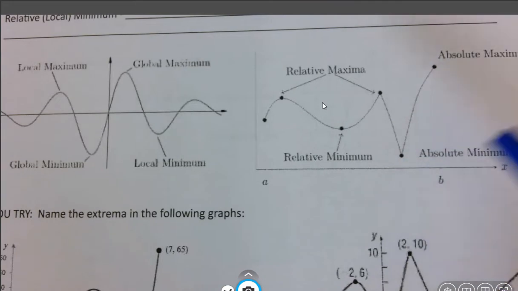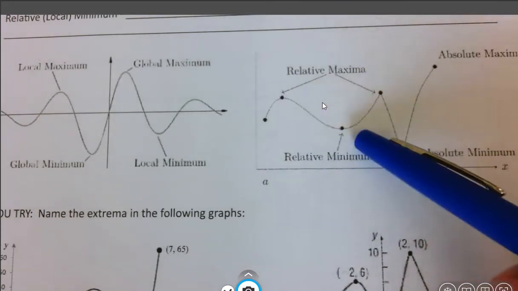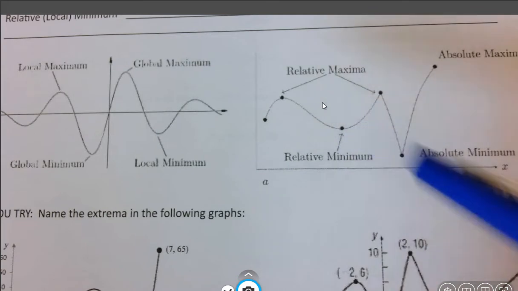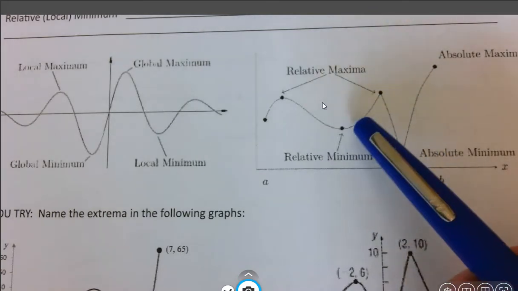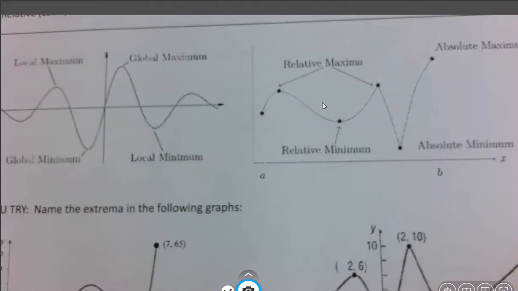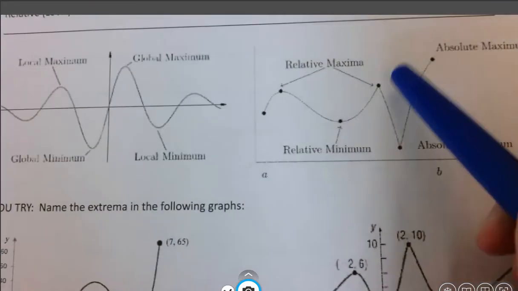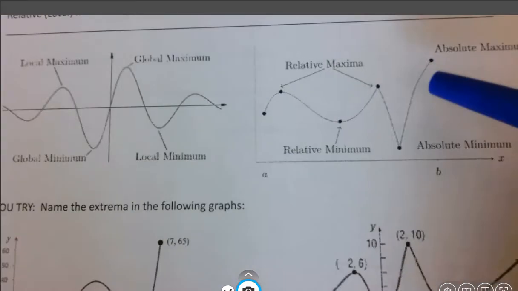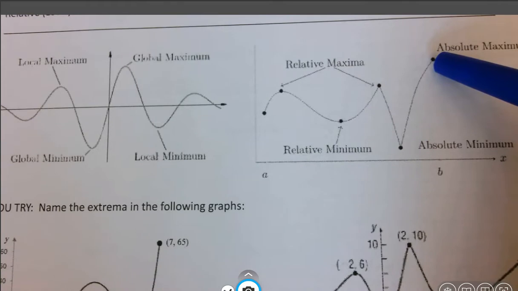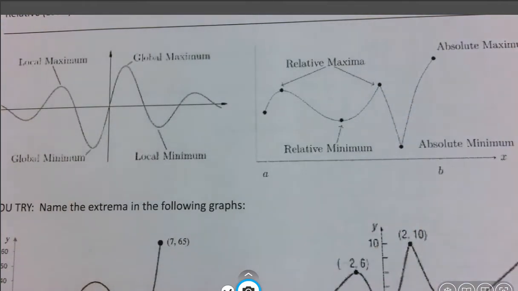And then you can also have minimums that are basically just the smallest thing around. A relative minimum is smaller than the points on its left and on its right, but it's not the smallest point overall. And you can see we have the same thing with maximums. A relative maximum, which is also called a local maximum, is the largest point around, but it's not the largest point overall. There are a few tricky rules, and we will include those in our definitions at the top, okay?